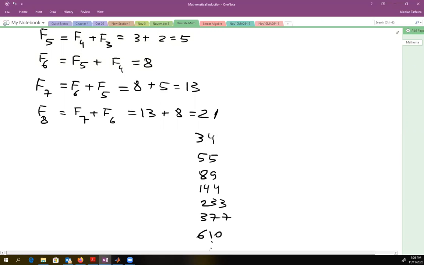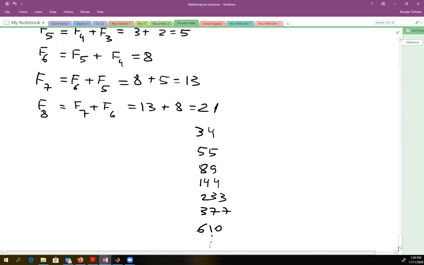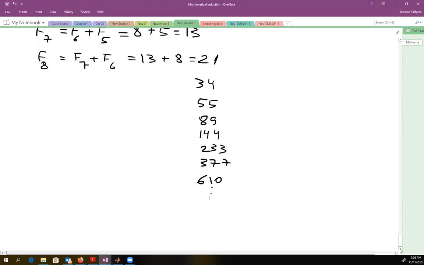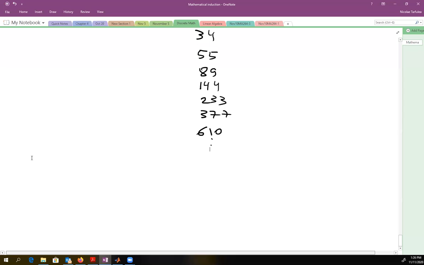Okay, now let's prove one important identity related to these Fibonacci numbers, by using induction. So let's say this is, I don't know, like a little theorem.